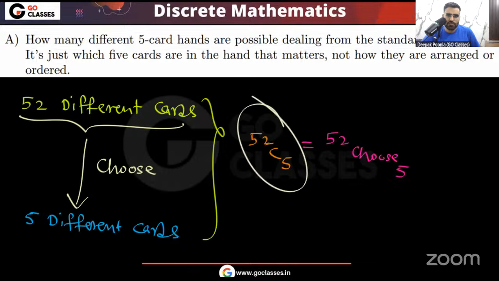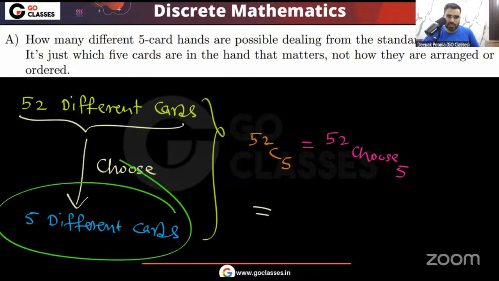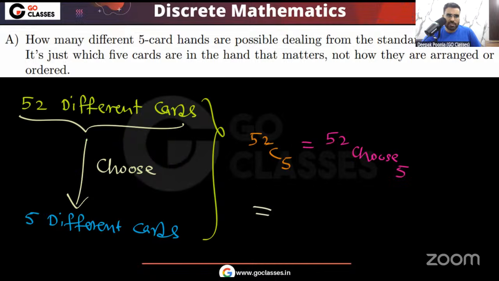So basically, this 52 C5 is your answer, because remember, this is just a combination problem. This is not a permutation problem, because the arrangement does not matter. If I give you 5 cards out of 52 cards, then for those 5 cards, the arrangement does not matter. It matters what those 5 cards are, only that matters. Basically, this is a combination problem, not an arrangement or permutation problem. So the answer will be 52 C5, and I can open it.